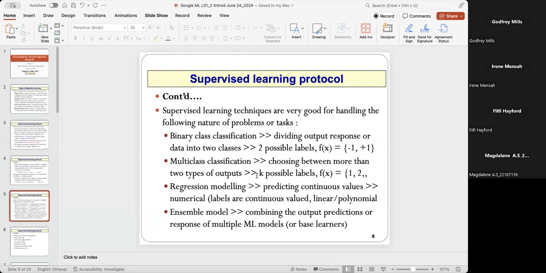So where do we use these supervised learning techniques? We find the supervised learning techniques applied in different types of problems, engineering or scientific or whatever problems. Now, some of the problems where supervised learning techniques can work very well, the nature of problems that they can learn very well.